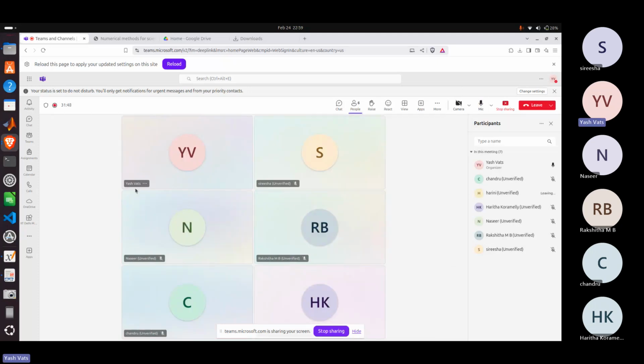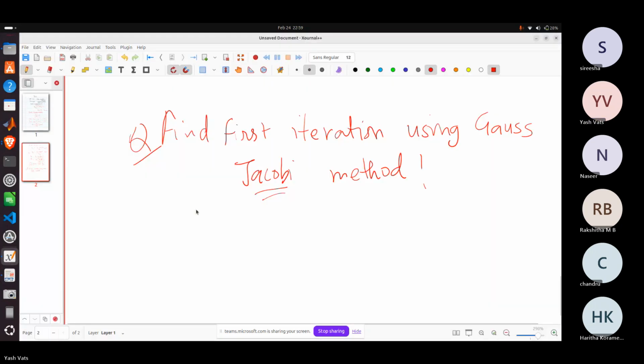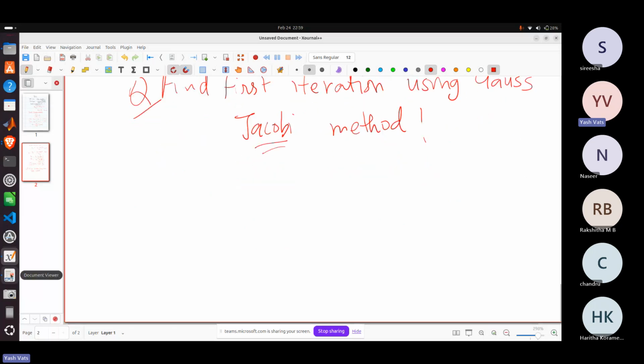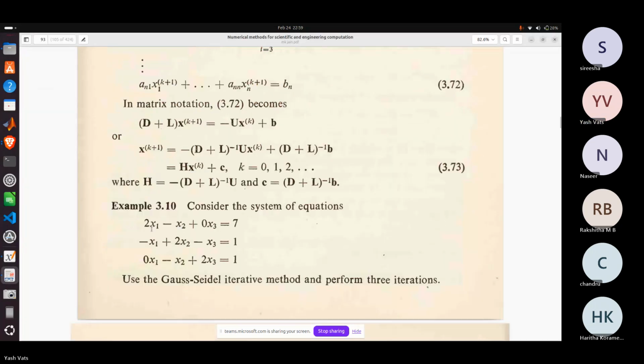All right, have you tried that? Okay, if yes, then let me go with the question once. Okay, so the question is 2x1 minus x2.